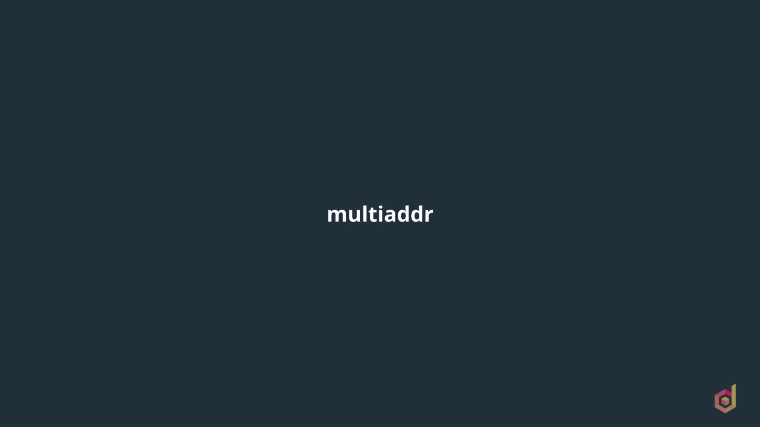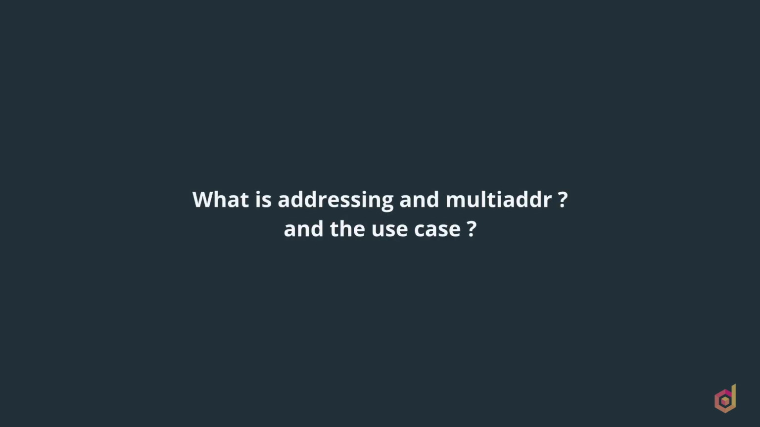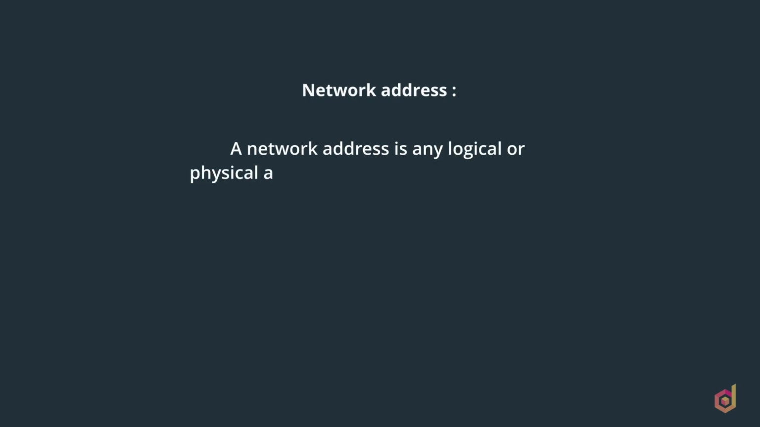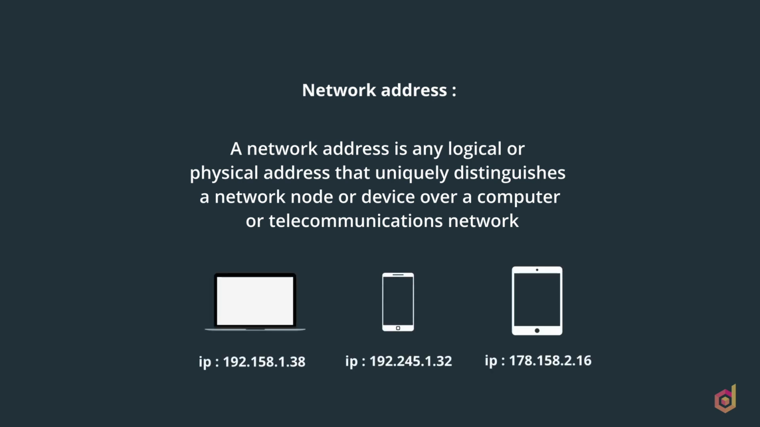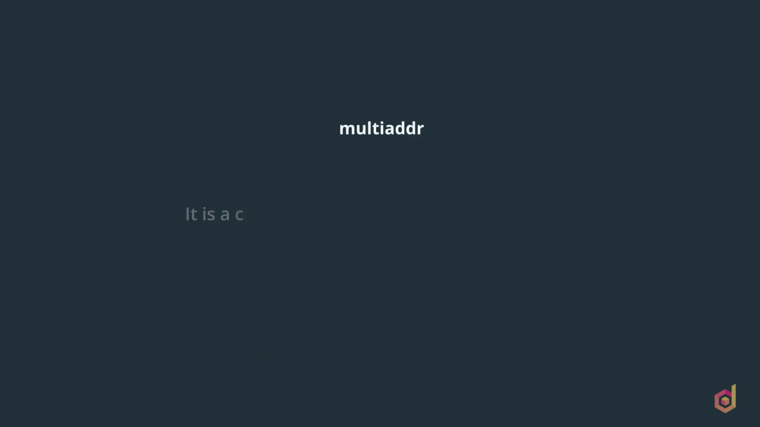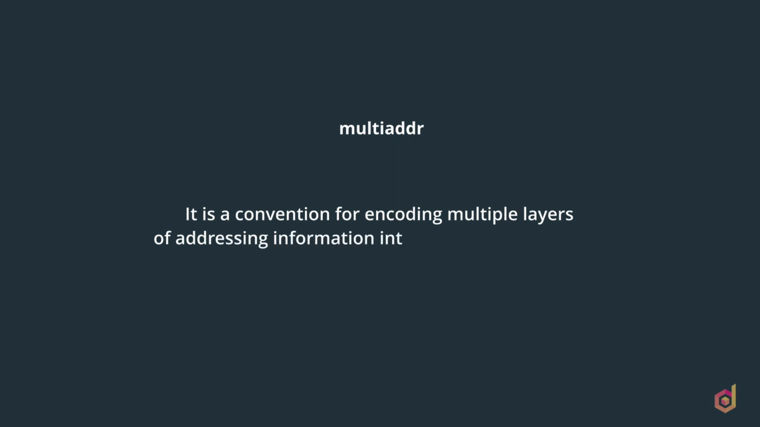Before discussing how to prepare the multi-address, let's discuss what exactly is addressing and the multi-address and what is its use case. A network address is any logical or physical address that uniquely distinguishes a network node or a device over a computer or telecommunications network. You might have heard the term IP address, which is used to identify the device. It's just like that. A multi-address, on the other hand, is a convention for encoding multiple layers of addressing information into a single path structure. You will understand it once we see one example and develop one.